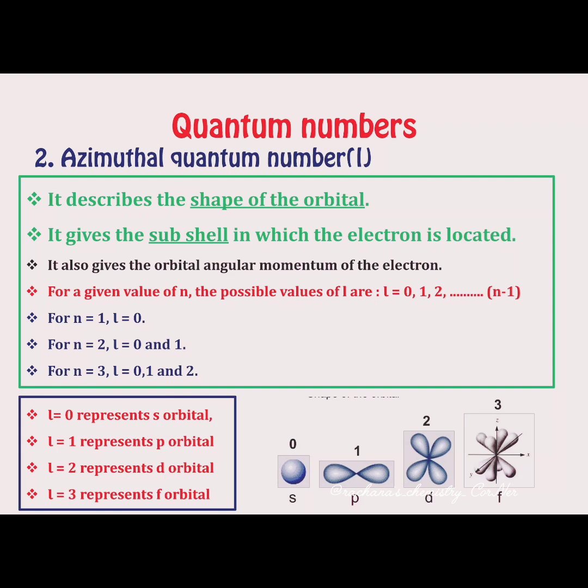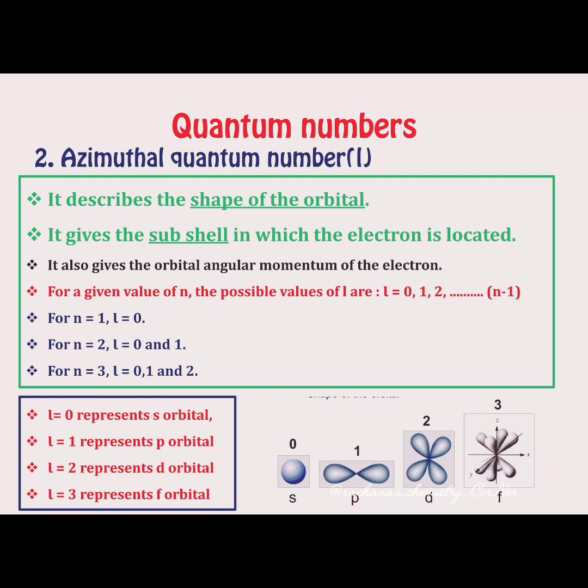So next one, it is the azimuthal quantum number. This azimuthal quantum number is also called the angular momentum quantum number, and it is represented by the symbol L. It describes the shape of the orbital, and it gives the subshell in which the electron is located. It also gives the orbital angular momentum of the electron. For the given values of n, the possible values of L are 0, 1, 2 up to n minus 1.